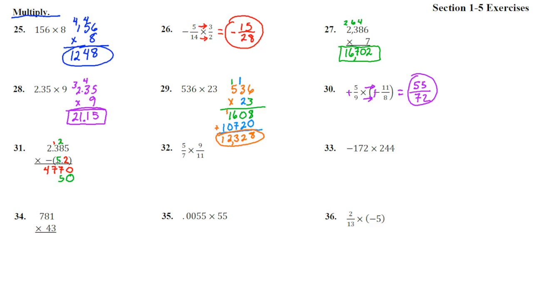That's where color comes in handy. 5 times 8 is, no, 5 times 8 is 40, plus the 2 is 42. There's a 2 there and a 4 there. 5 times 3 is 15, plus 4 is 19, carry the 1, and 5 times 2 is 10, plus 1 is 11.